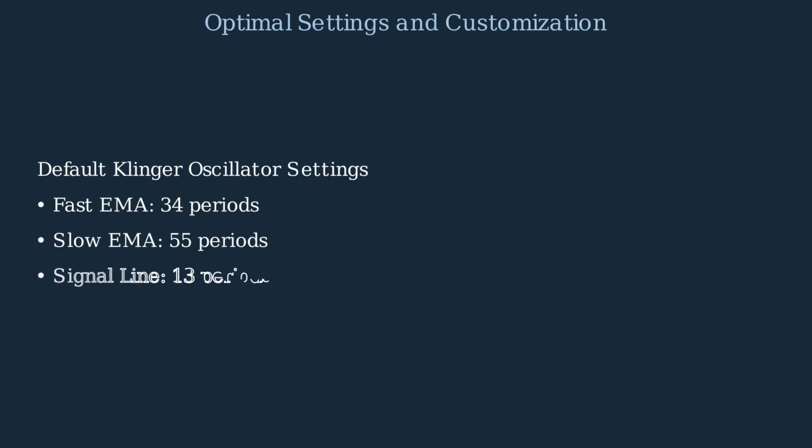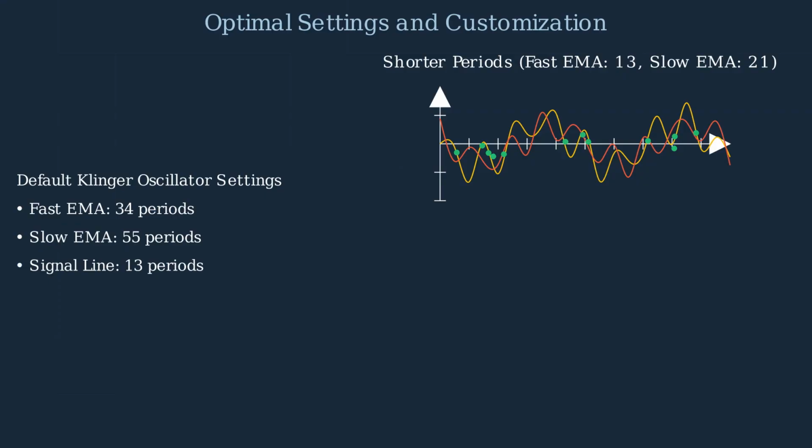Now let's explore the optimal settings and customization options for the Klinger oscillator. The Klinger oscillator comes with default settings of 34 and 55 periods for the fast and slow EMAs respectively, and a 13-period signal line. These settings can be adjusted based on your trading style and time frame.